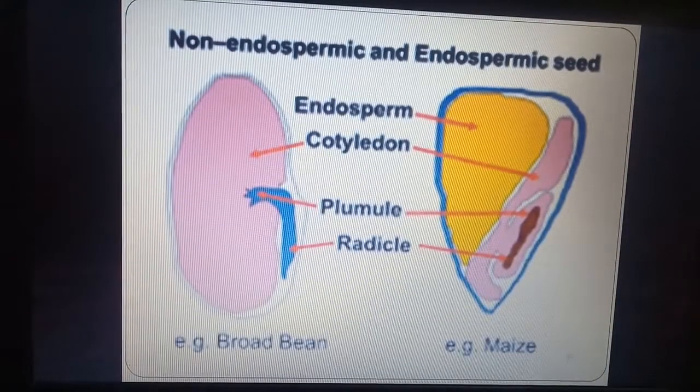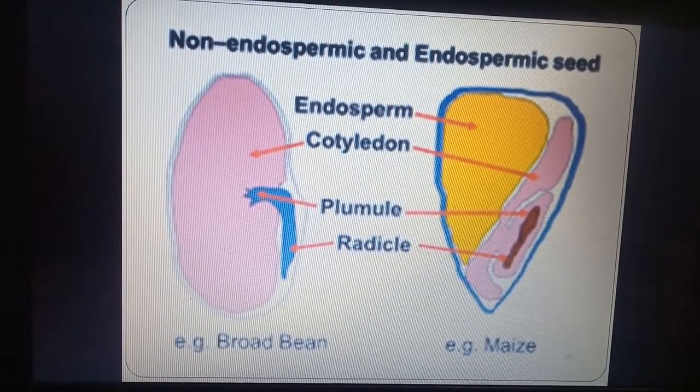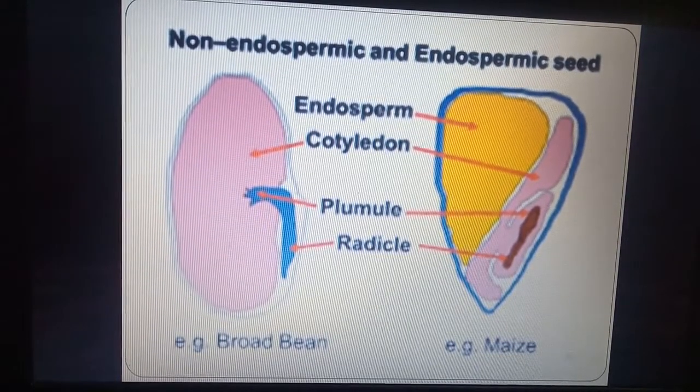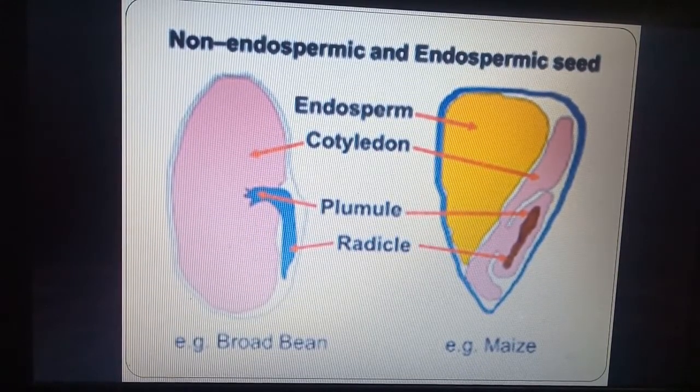In this diagram we can see broad bean and maize. Maize is an endospermic seed. We can see the yellow part. Maize has endosperm present while bean does not have endosperm because it is consumed during development of the embryo. It only has cotyledons. So an endospermic seed has endosperm at maturity while a non-endospermic seed does not have endosperm. It has cotyledons to provide nutrition.